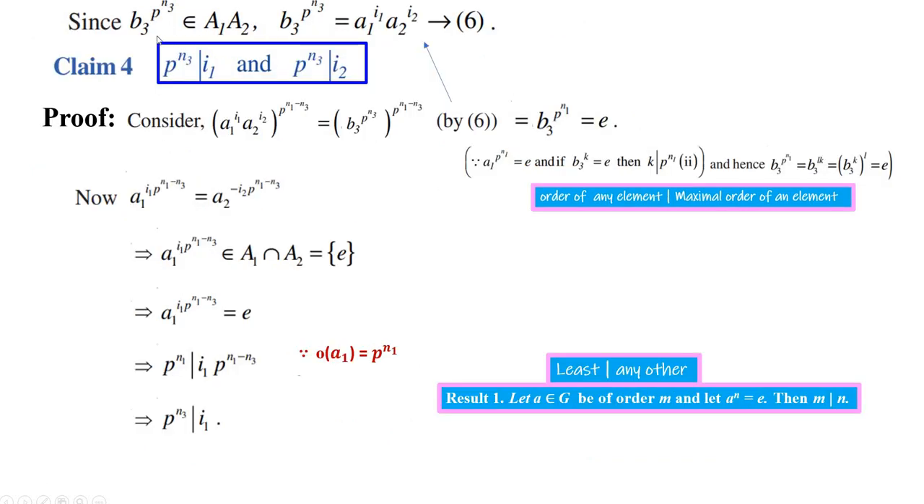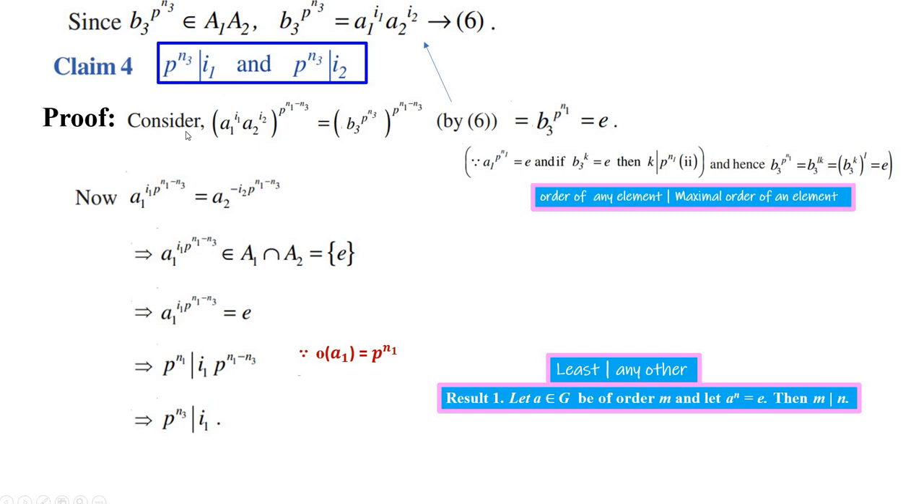Now again, since b3^(p^n3) belongs to A1, A2, we can rewrite it as an element from A1, which being generated by a1 we can write like this, and being generated by small a2, any element here we write as a2 raised to I2. Name that as equation 6. Now this I1 and I2 are the new numbers introduced. So we will have a relation between this p raised to n3 and these two numbers like this. p raised to n3 divides I1 and p raised to n3 divides I2.